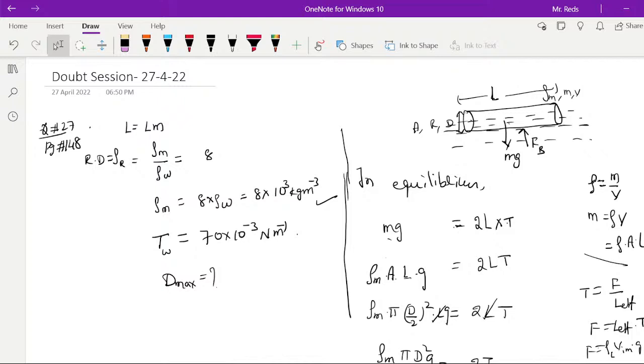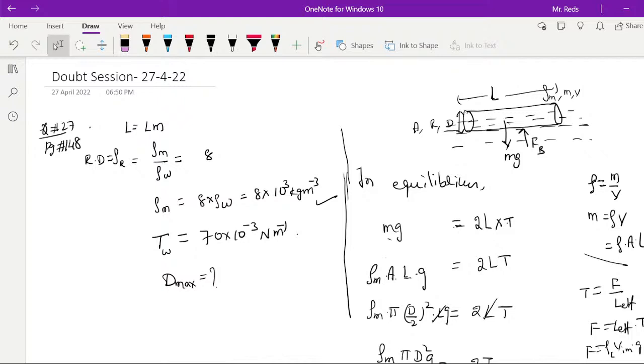8 is floating horizontally on the surface of water. If it is not wet by water, the maximum diameter of wire in millimeters, up to which it can continue to float, is, provided the surface tension of water is given as T equal to 70 into 10 power minus 3 Newton per meter.